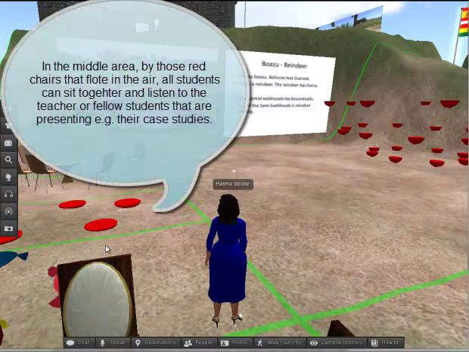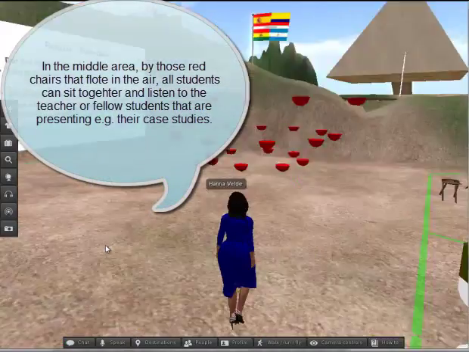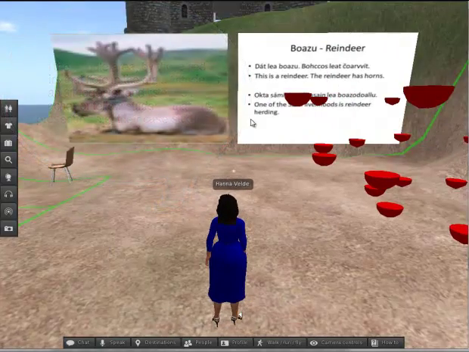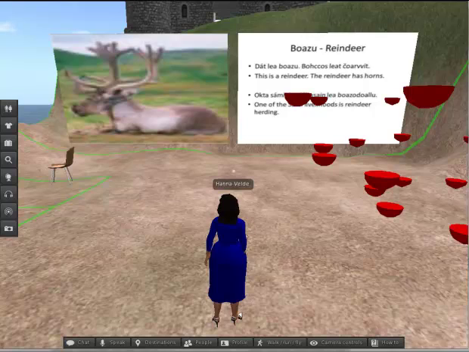In the middle area by those red chairs that float in the air, all students can sit together and listen to the teacher or fellow students that are presenting, for example, their case studies.